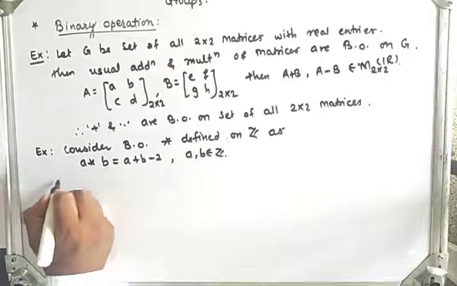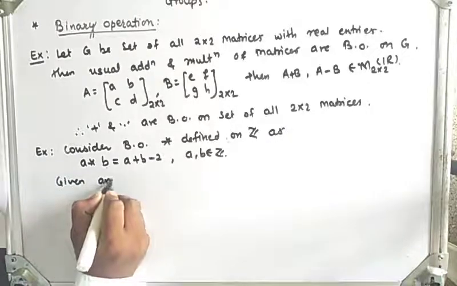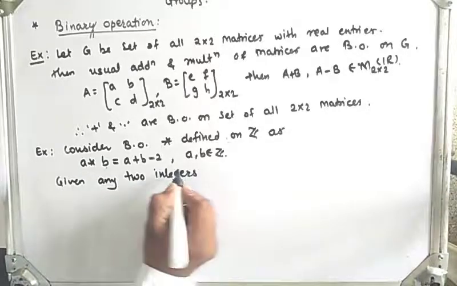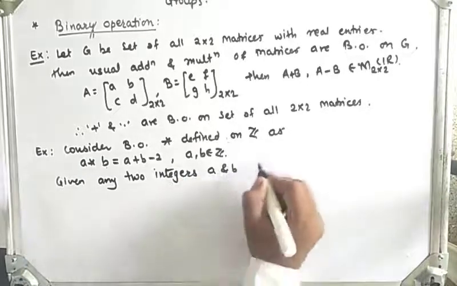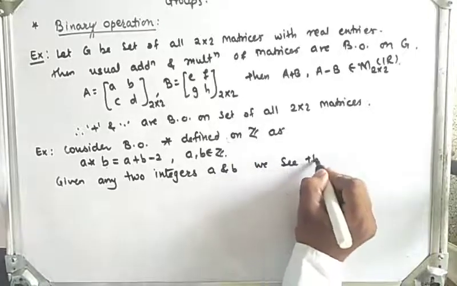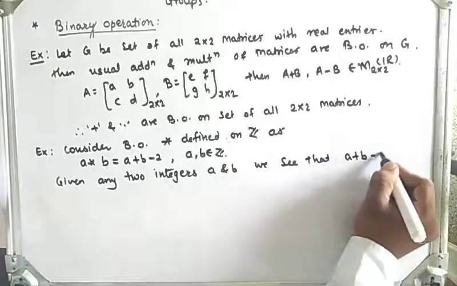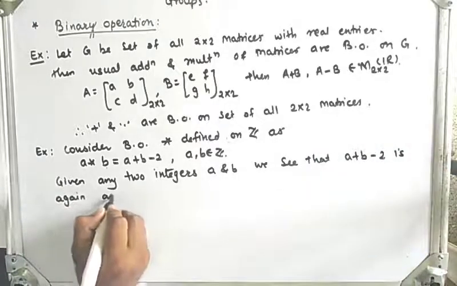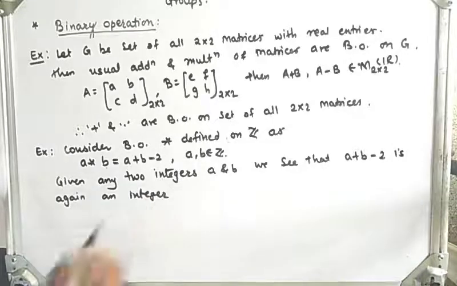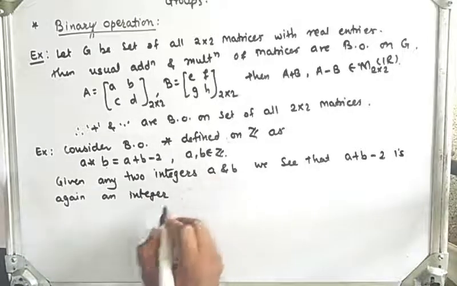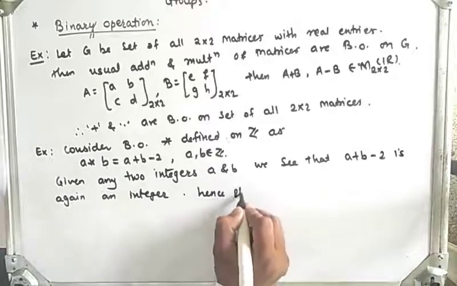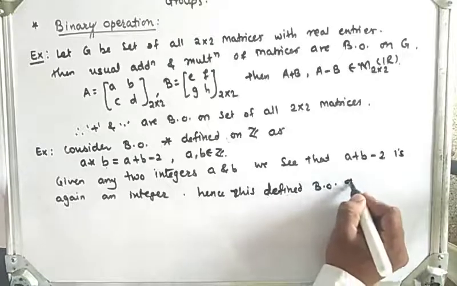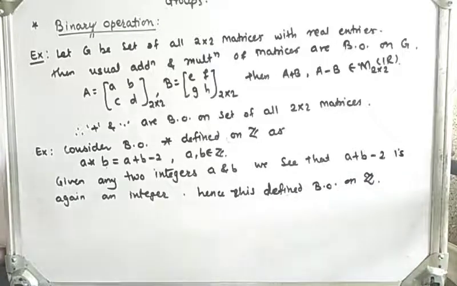So here, given any two integers A and B, we see that A plus B minus 2 is again an integer. Hence this defines a binary operation on Z, the set of integers, right?